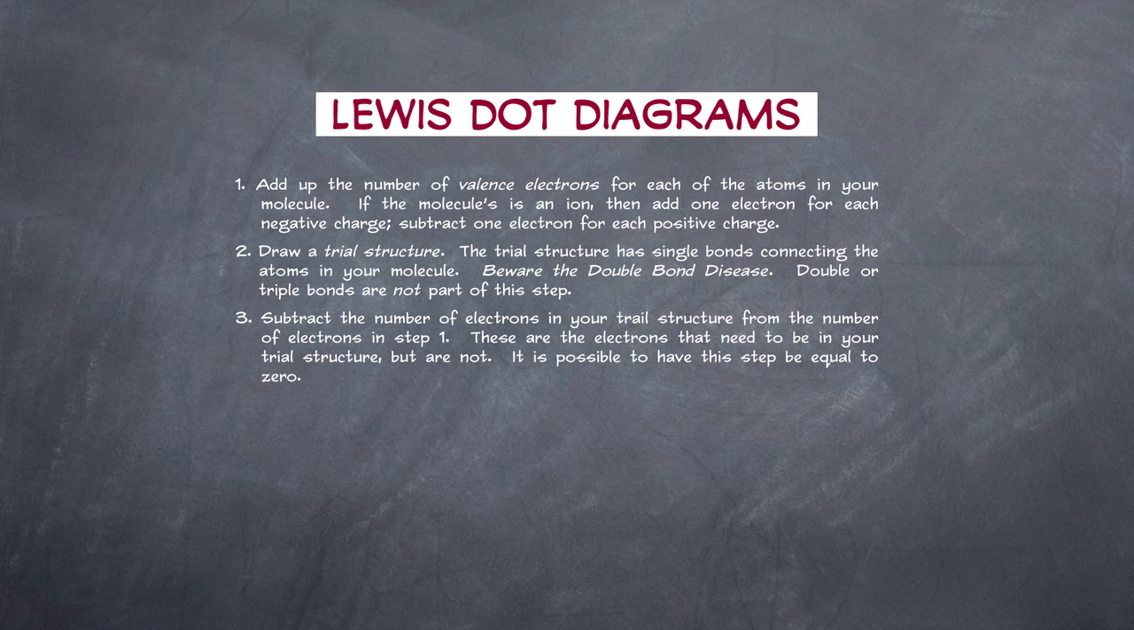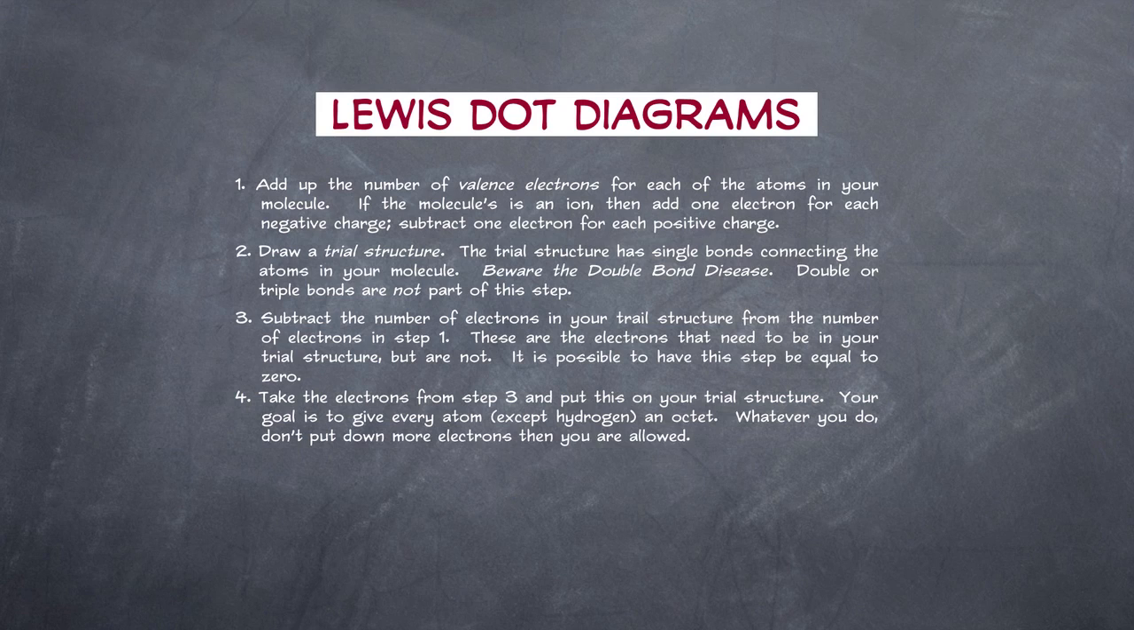Thirdly, you need to subtract the number of electrons in your trial structure from the number of electrons in step 1. And these are the electrons that you have yet to place on your Lewis dot diagram. And 4, take the electrons from step 3 and put them on your trial structure so that everyone who needs 8 has 8.